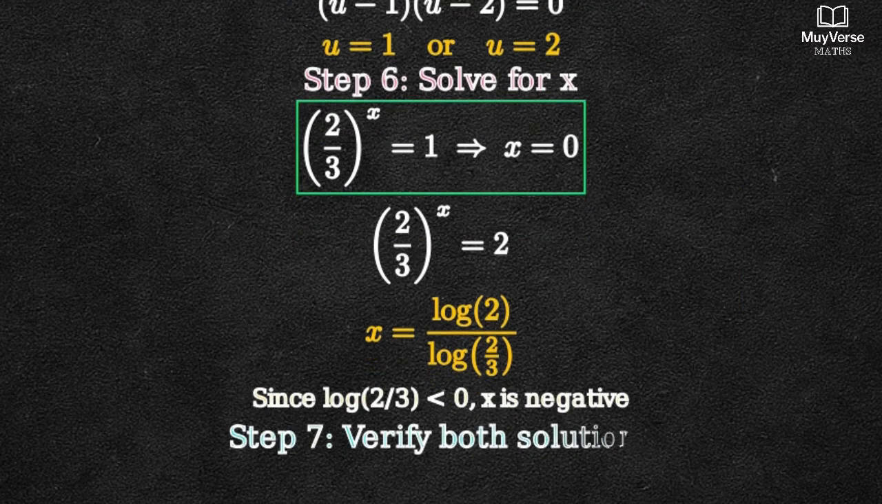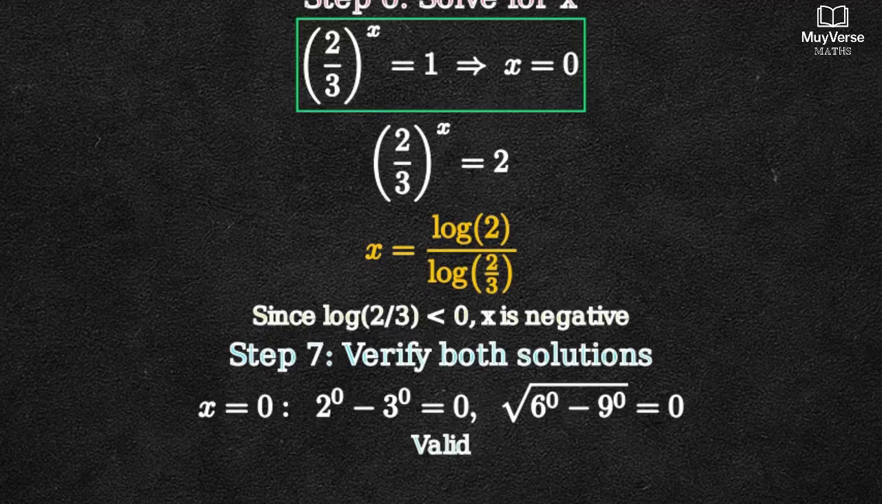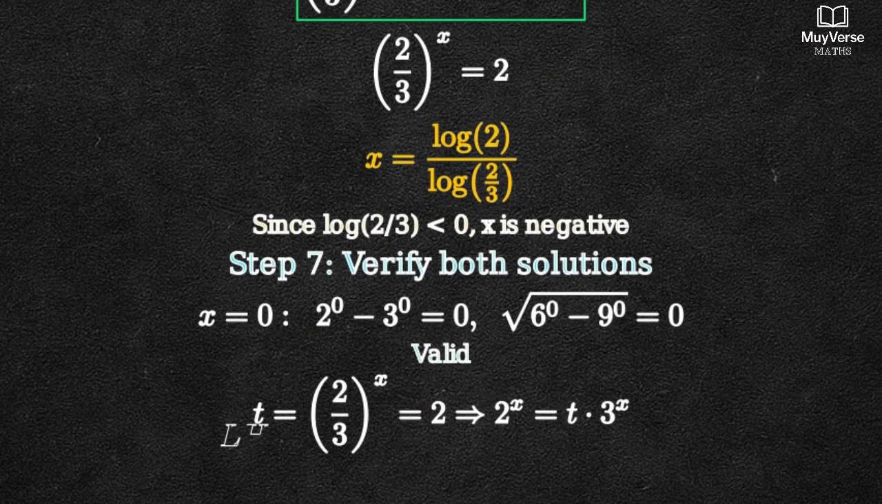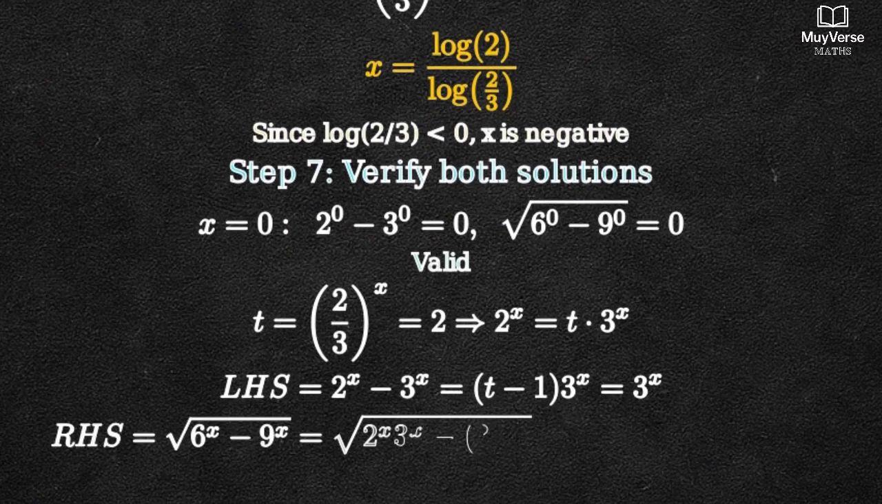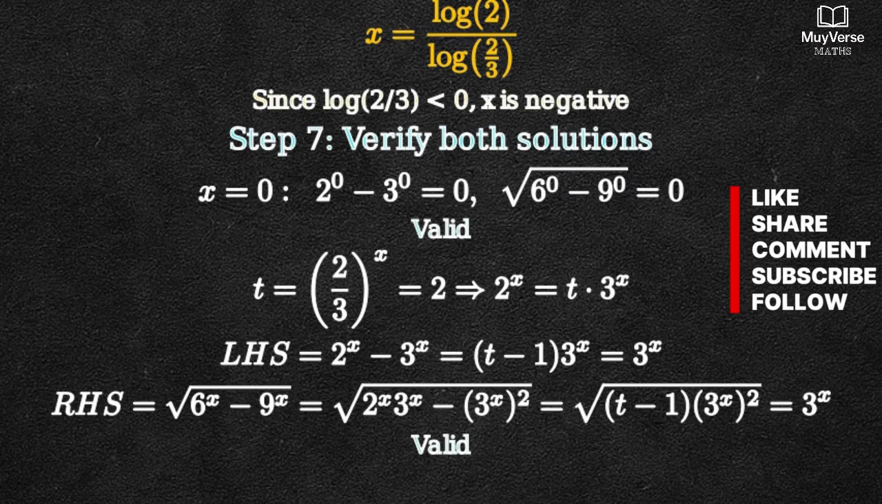Step 7. Check both solutions in the original equation. For x equals 0, the left side is 1 − 1 equals 0, and the square root of 1 − 1 is 0. It works. For the second solution, let t be (2/3)^x, which equals 2. Then 2^x is 2 times 3^x. The left side becomes 3^x. The right side becomes the square root of 2^x times 3^x − 3^(2x), which simplifies to the square root of (t − 1) times 3^(2x), equals 3^x. It also works.